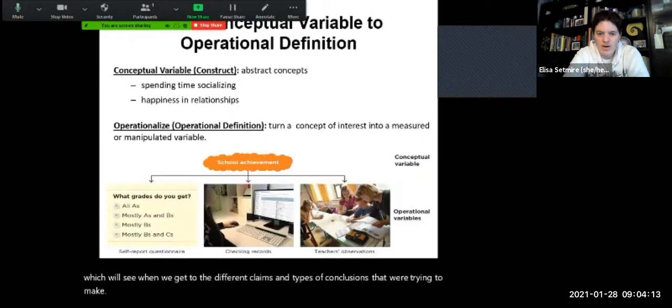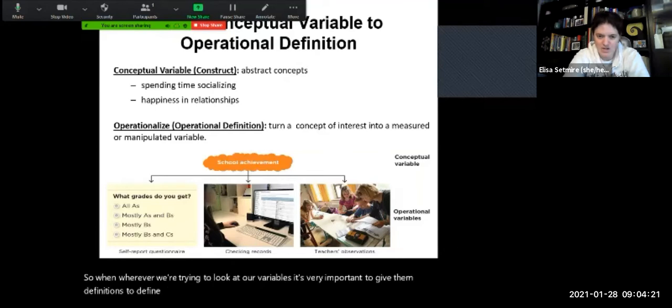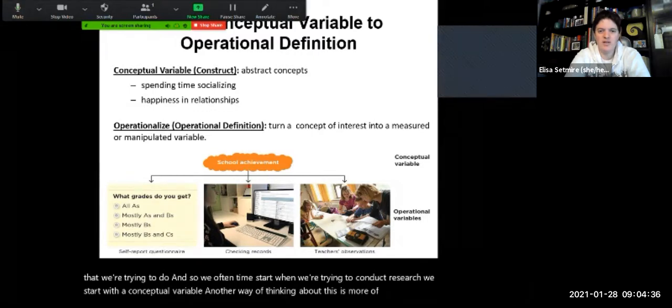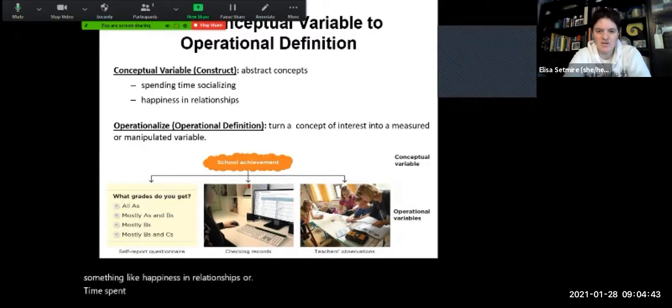So whenever we're trying to look at our variables, it's very important to give them definitions, to define them clearly and make sure that we have a clear understanding of what it is that we're trying to do. And so we oftentimes start when we're trying to conduct research with a conceptual variable. Another way of thinking about this is more of a construct. So something like happiness in relationships or time spent socializing. It's something that tends to be very kind of vague. Another example could be school achievement.